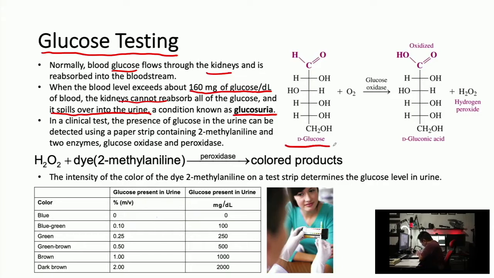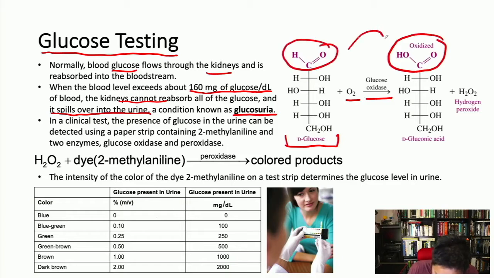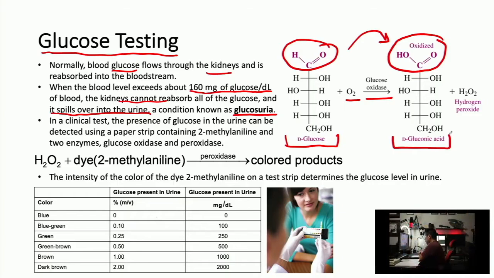So here's glucose in the bloodstream, D-glucose in the bloodstream, right? In the presence of oxygen and glucose oxidase. What is glucose oxidase? It's an enzyme that does oxidation. It can actually oxidize the aldehyde of glucose to become a carboxylic acid, right? And when that happens, glucose becomes gluconic acid. But that's not the part that you can use to diagnose somebody with glucosuria. One of the byproducts of this reaction is hydrogen peroxide.